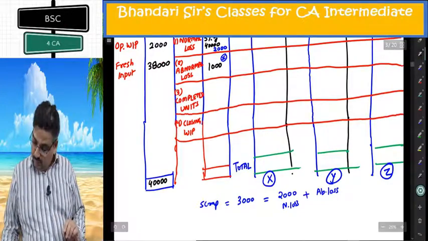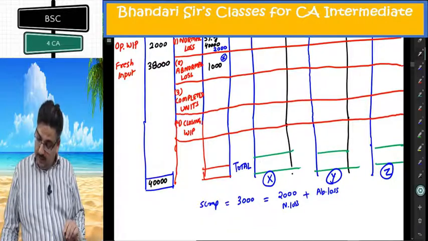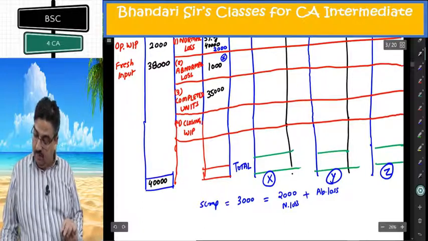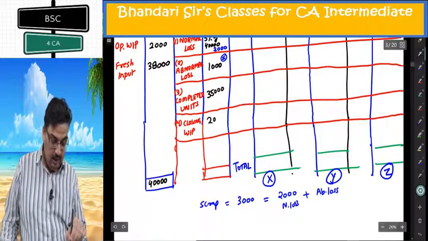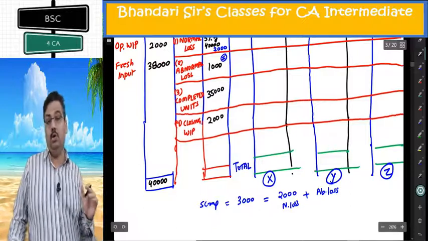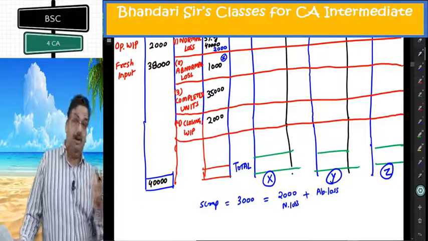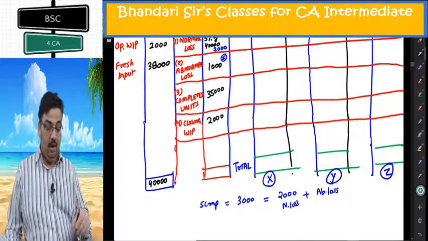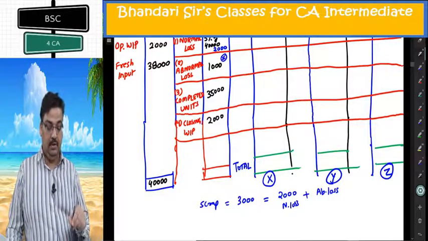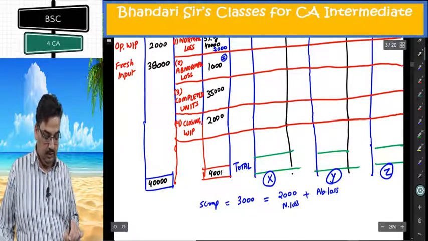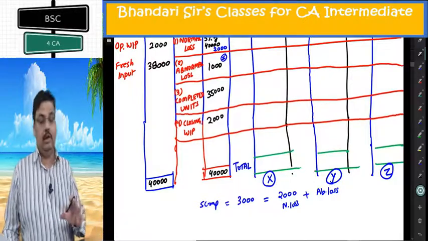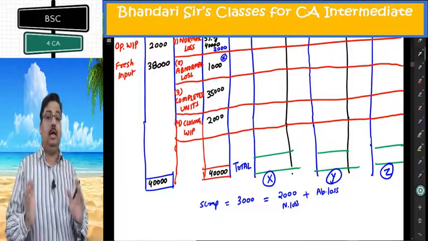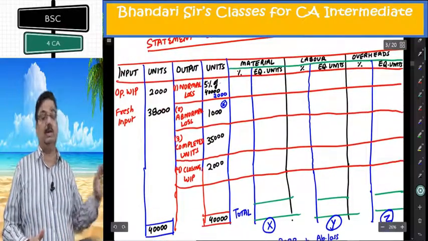Now, completed units, they are given 35,000 and closing WIP also given 2000. Now when everything is given, it must tally on its own. There could have been something missing figure, would have been balancing figure, but not in this question. Everything is given. So if you add on credit side 2000 plus 1000 plus 35,000 plus 2000, total is 40,000. So it has to tally. Your first job is to tally input with output. When first 4 columns are clear, then I make the rest of the 6 columns.